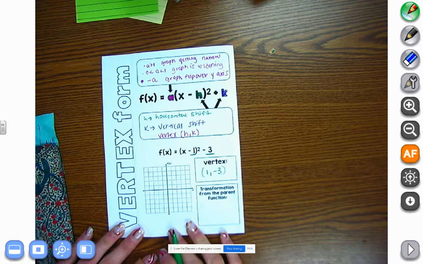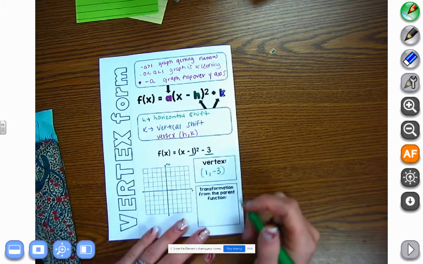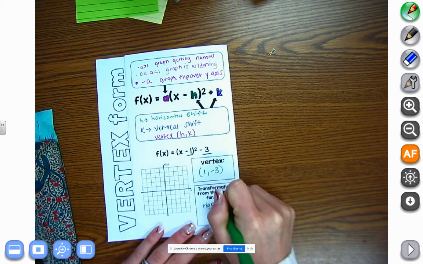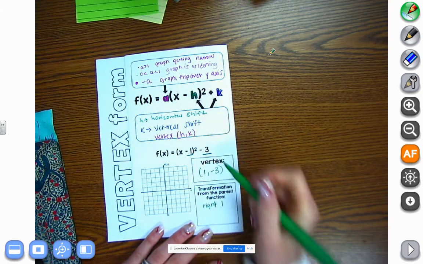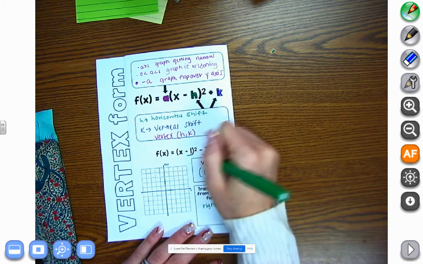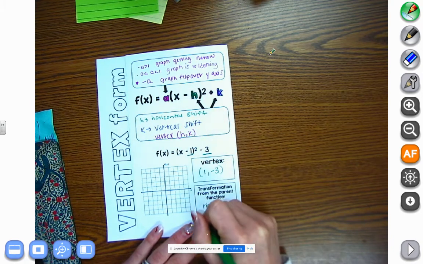Transformation from the parent function is going to be right 1 unit, because we look at our H, horizontal shift, and down 3 units. We look at our K.